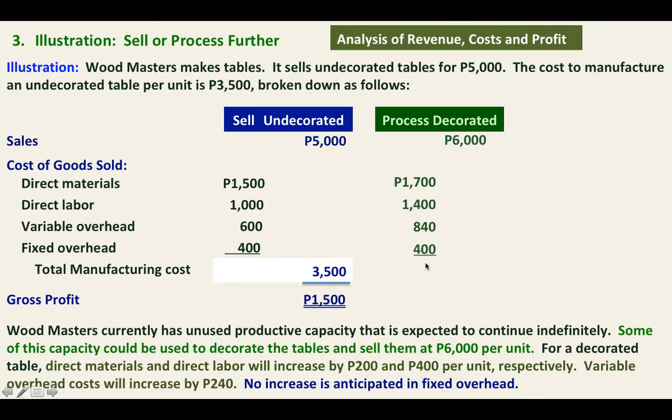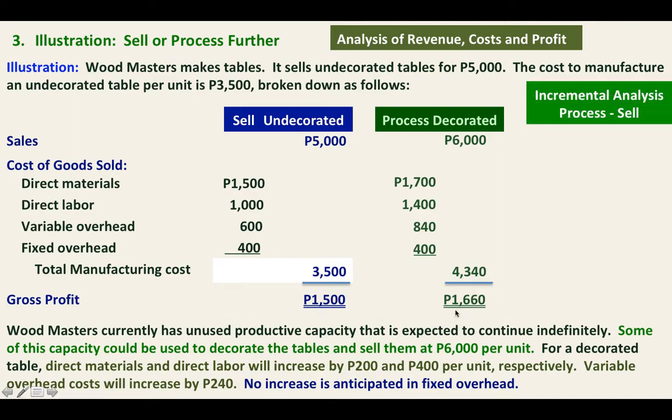So the total of this will be 4,340, and sales minus cost of goods sold of 4,340, we will have a gross profit of 1,660. As you can see, processing the table to be decorated will provide a higher gross profit. So the difference of that is about 160.